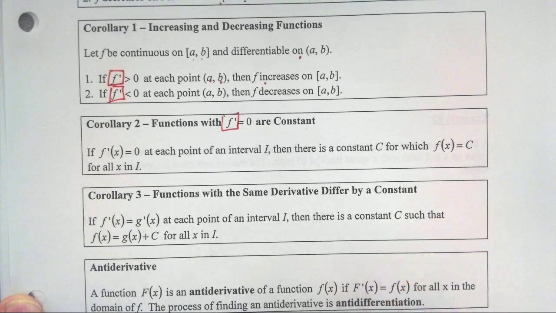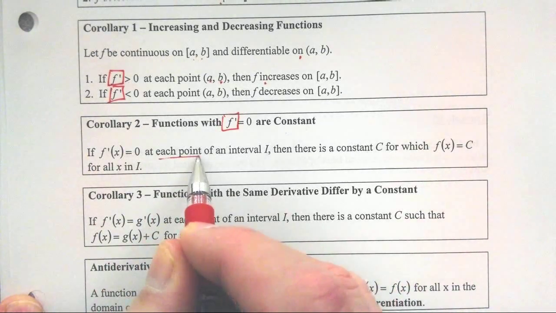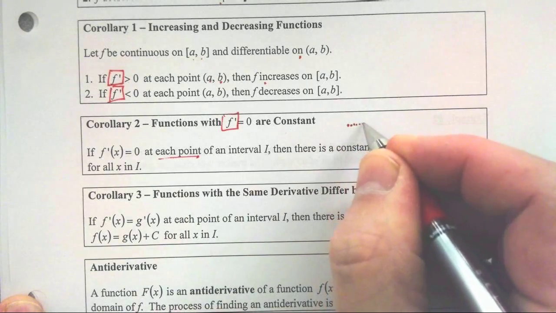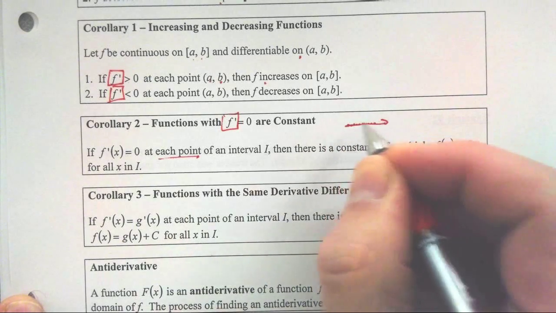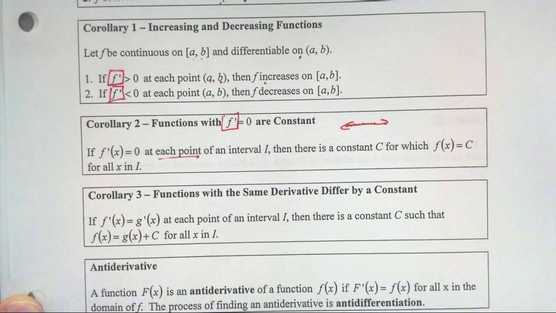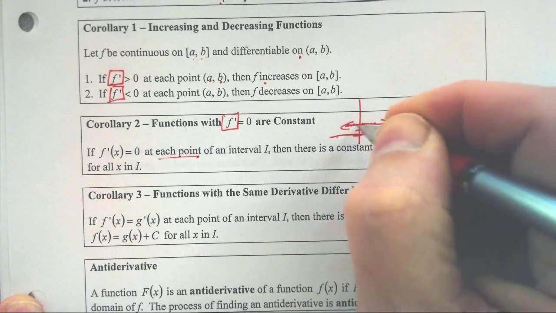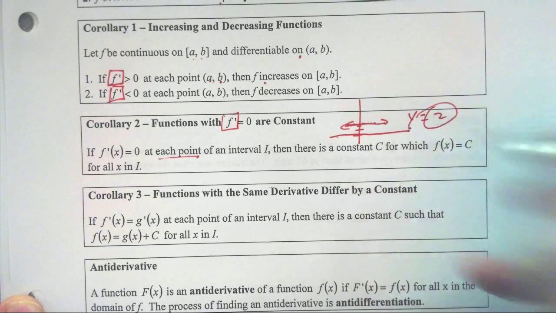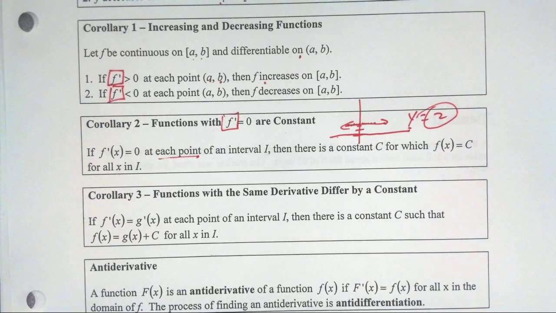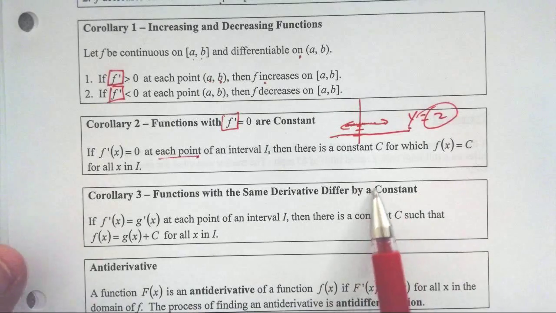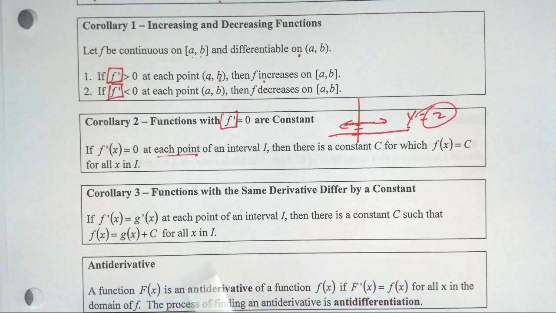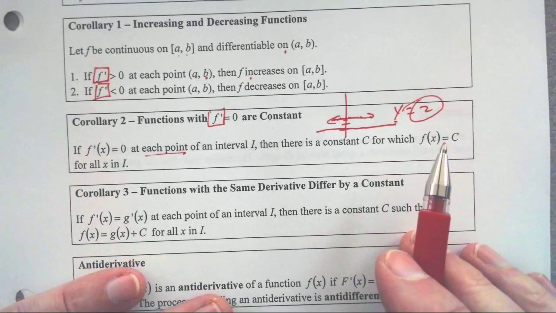If the slope is 0 at each point, if the slope's 0 from here to here and here to here and every point on there, what kind of graph, what kind of function would that be? This might be something like, here's my axis, this might be like y equals 2. It's a constant. No big deal. All right, and functions with the same derivative differ by a constant. Okay, so that's kind of an interesting one.